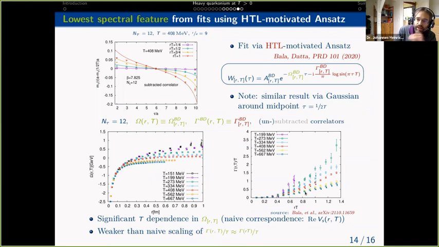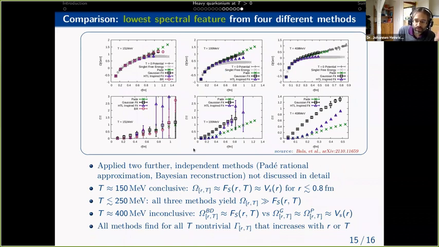And if you look at the width, that parameter that you have over here, what you find is that you do not get the naive scaling of the widths with the temperature and RT as we had previously, but instead the scaling is weaker, as if you had powers of the coupling in front that come with the widths. We then use, besides these 2 methods, 2 further ones.